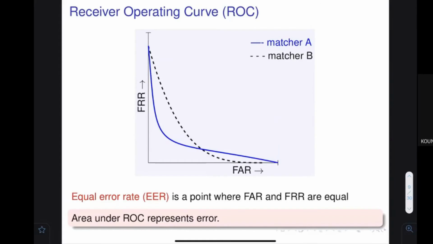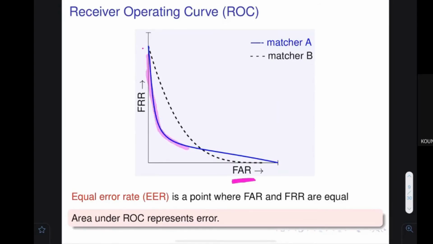So if I plot a curve of the false reject and false accept, here the x axis is the false acceptance rate and on the y axis the false reject rate. So when the false acceptance is 0, then the false rejection is 100%. So you can see this kind of graph, and this particular curve is called the receiver operating characteristic. Any question on that? The area below this particular curve actually represents the error.